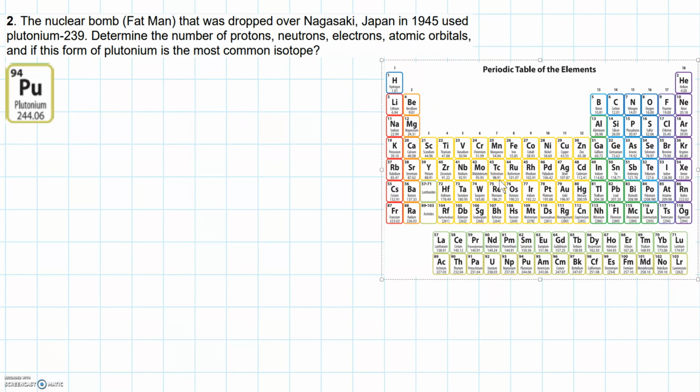Question 2. The nuclear bomb that was dropped over Nagasaki, Japan in 1945 used a plutonium-239 bomb. Determine the number of protons, neutrons, electrons, orbitals, and if this form of plutonium is the most common. First of all, I have to find plutonium-239. So typically what you want to do here is go to the periodic table and look for the atoms that have masses of the order of 239.